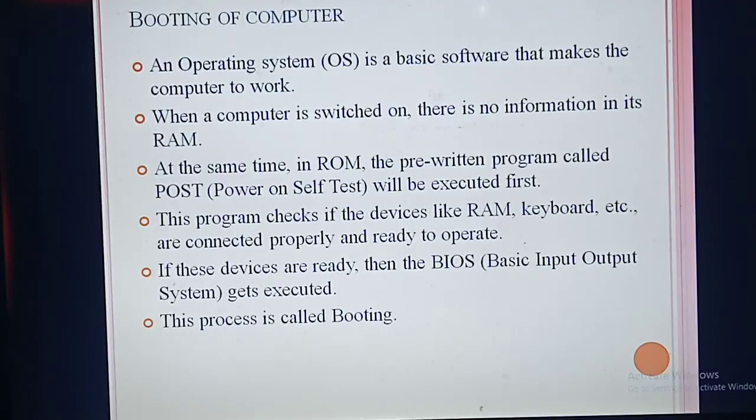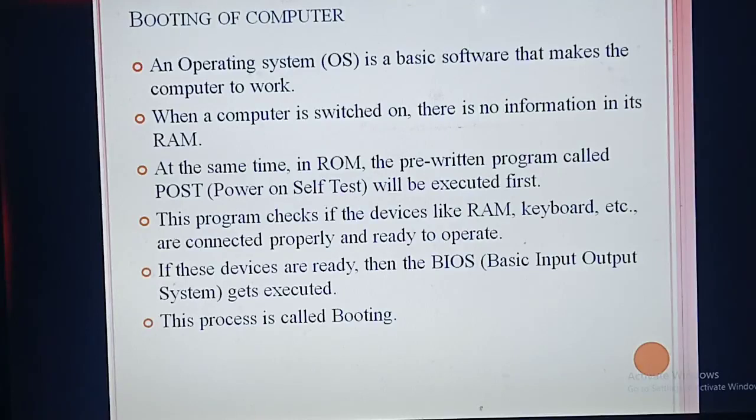Understood? So this operating system is a very basic software which makes the computer work properly. Okay, so that's the operating system. So now we are coming to our topic, booting. So listen, first you are going to switch on your computer.